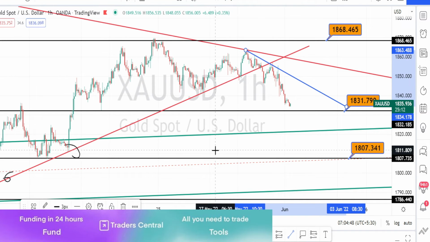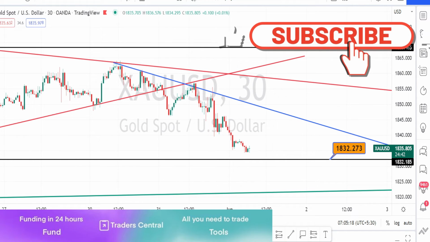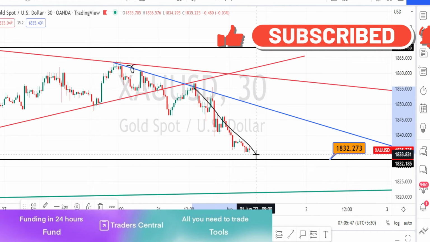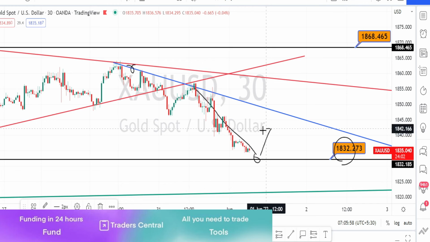Let us do the analysis in 30 minutes time frame. I am in 30 minutes time frame now. When we look at the price action in 30 minutes time frame, previously the price action was in a downtrend. Wait for the price action to bounce back from this higher time frame support level of 1832 on the bullish side, based on which you can take trades on the bullish side.